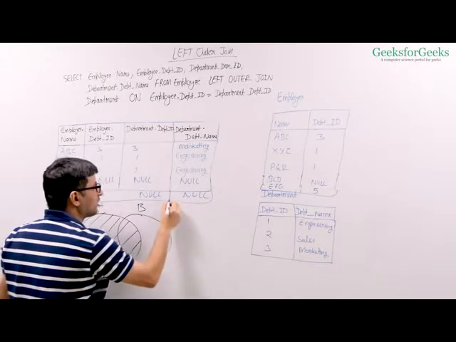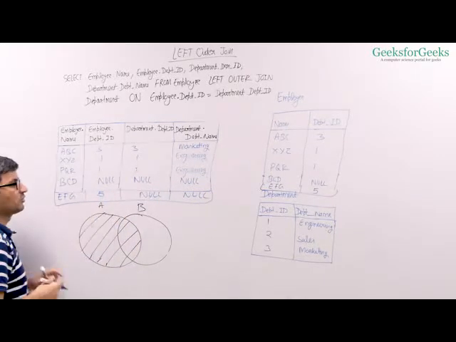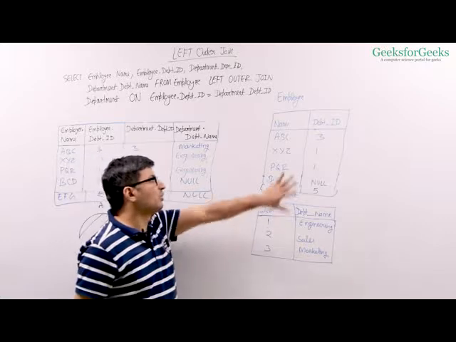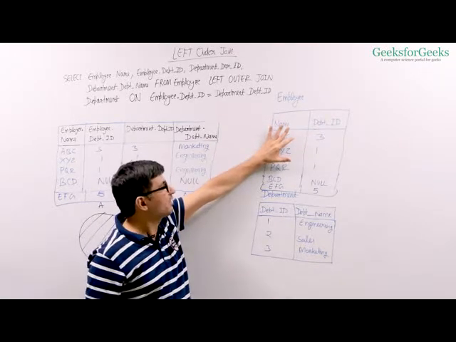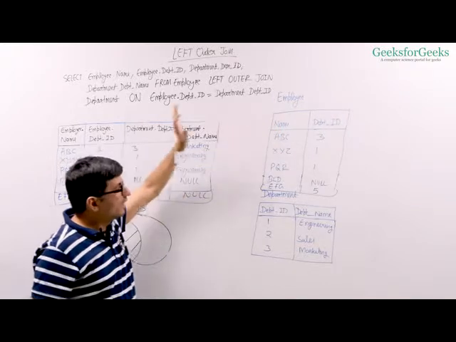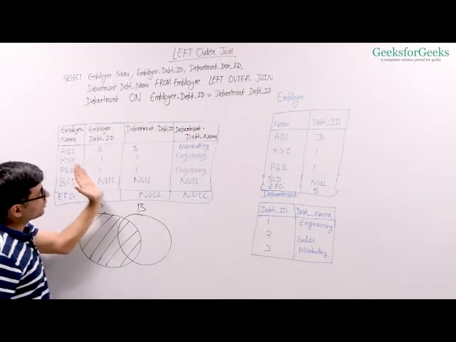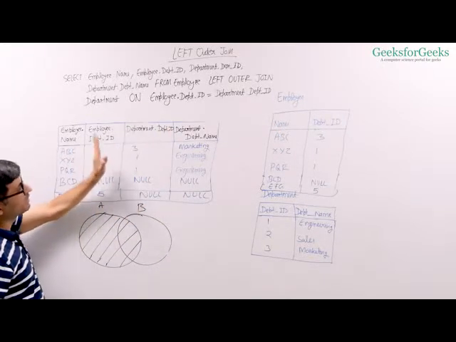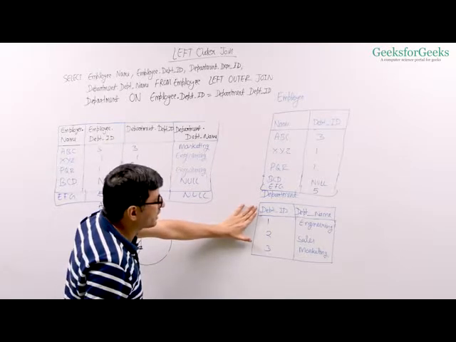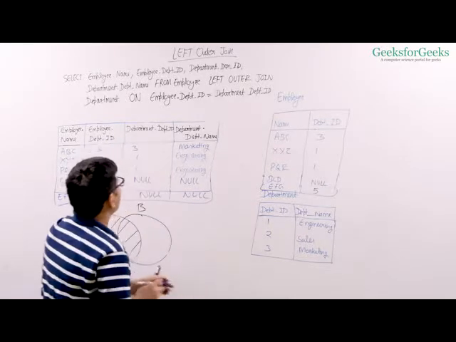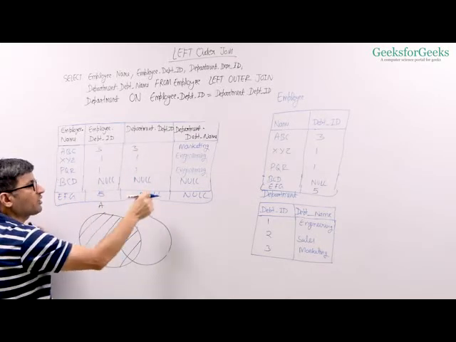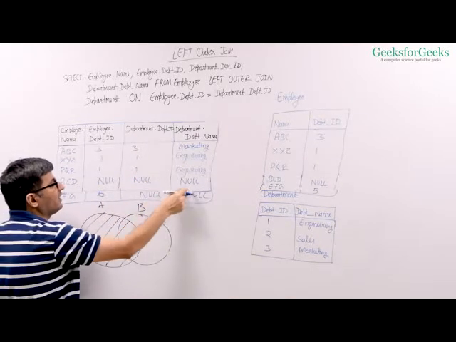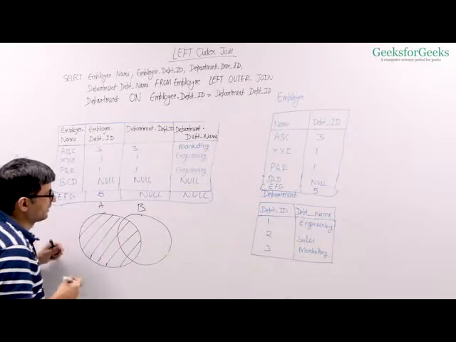So the idea of left outer join is to have all the rows of the first table, the left table. All rows of the left table come in the result, and those rows that match with the rows of the second table or right table have the matching entries of the right table. If they do not match, then they have null in the right table columns.